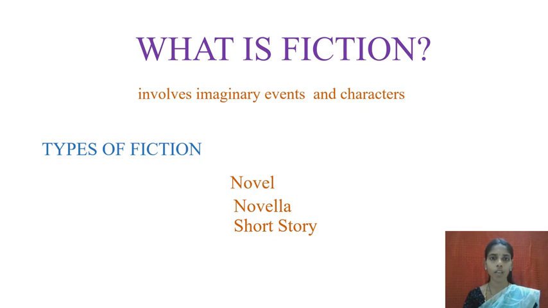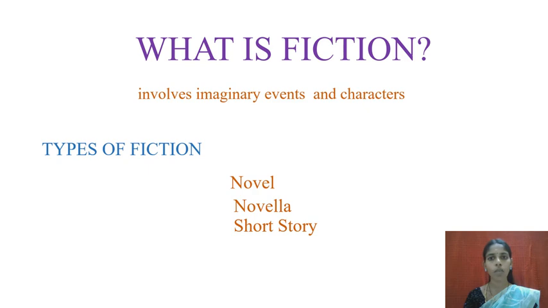First one is novel. A novel is a type of prose that is long and is centered around a different topic and is very comprehensive. Best example of a novel is Things Fall Apart by Chinua Achebe.